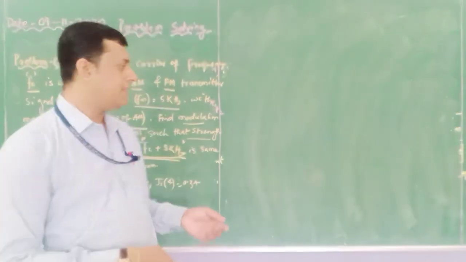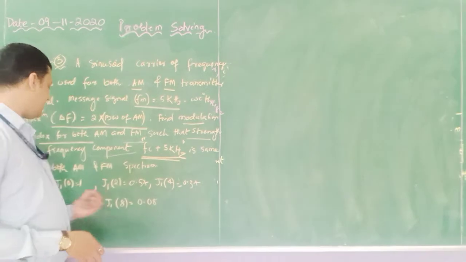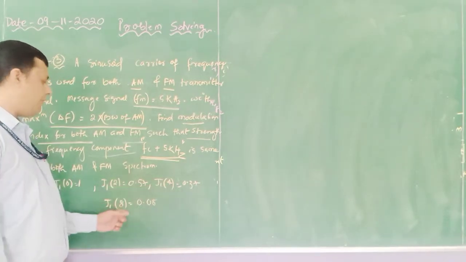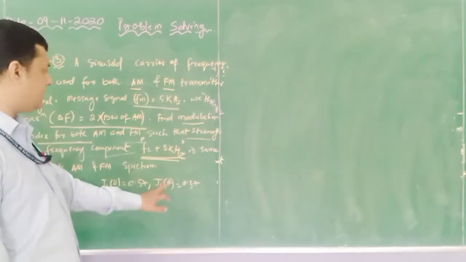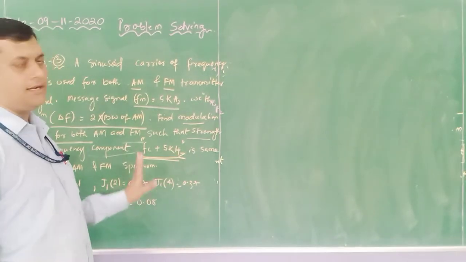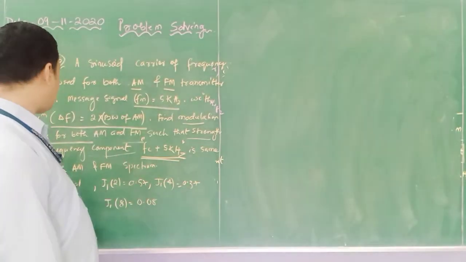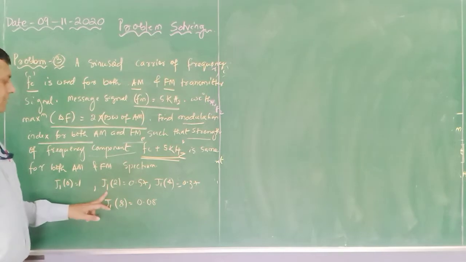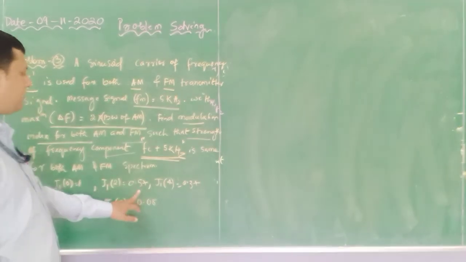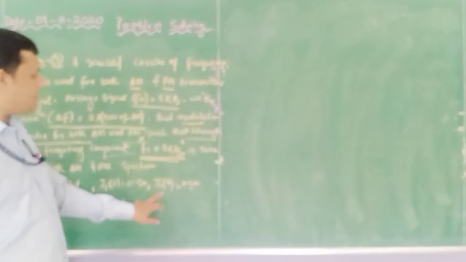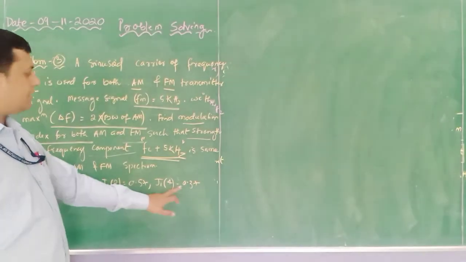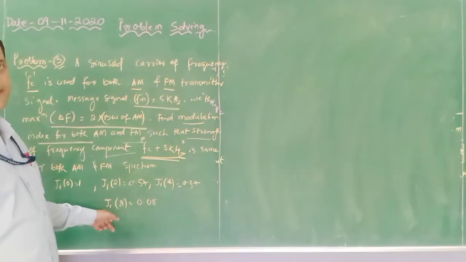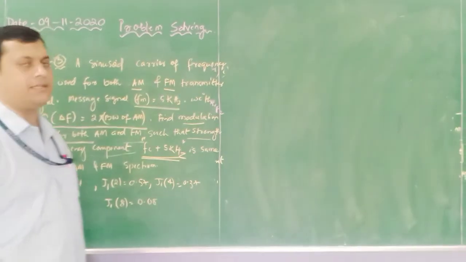And in brackets, these all are modulation indices: J0, J1 of 2, J1 of 4, J1 of 8. For the 1st order, if beta is 0, the value is 1. For the 1st order, if beta is 2, the value is 0.57. If beta is 4, it is 0.37. Similarly, if beta is 8 for the 1st order, it is 0.08.